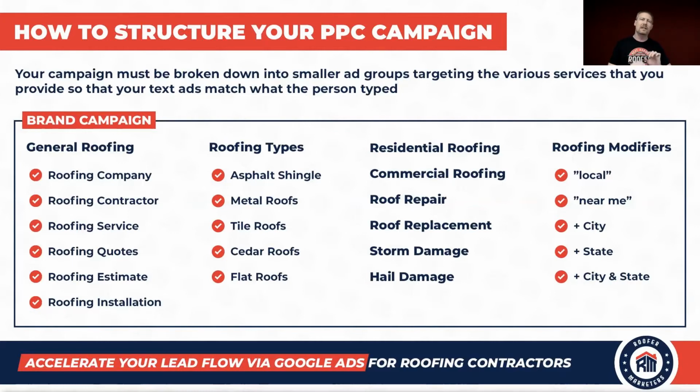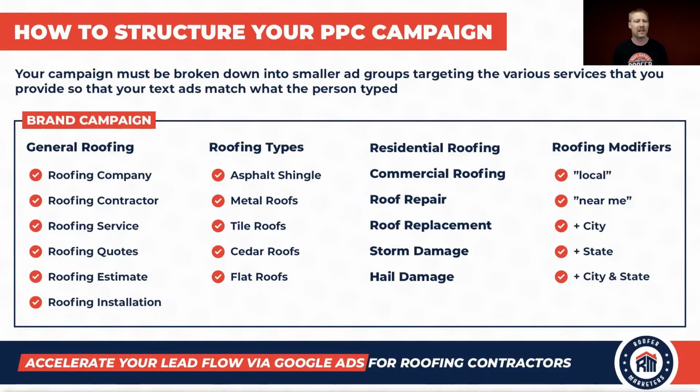The number of people that type in roofer, just the word roofer or roofers, singular or plural, on a monthly basis in the United States is 165,000 times. So that is how people search for roofing. Roofing companies get 60,500 searches per month nationwide. Roofing contractor gets 49,500 searches nationwide. And then it really goes down from there.